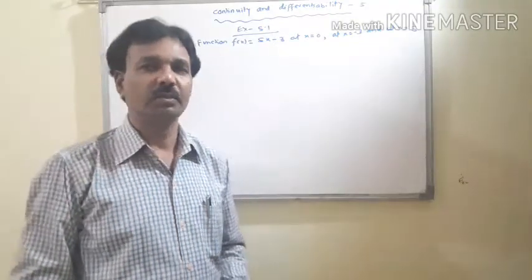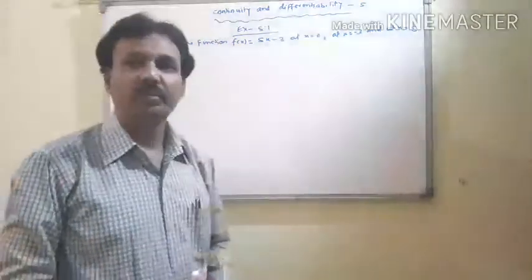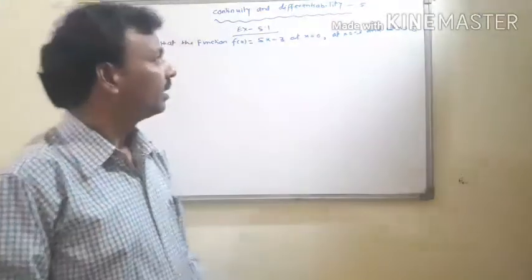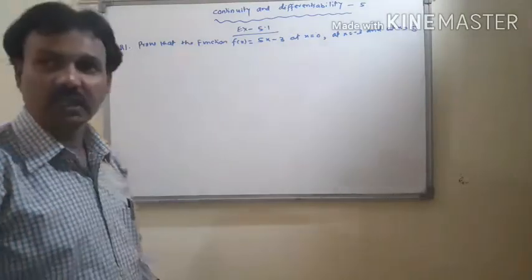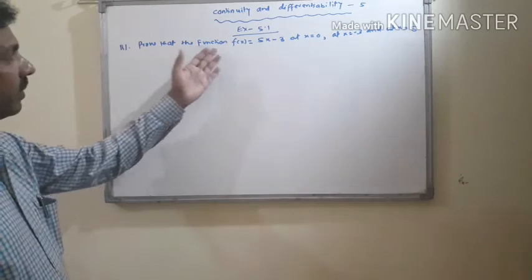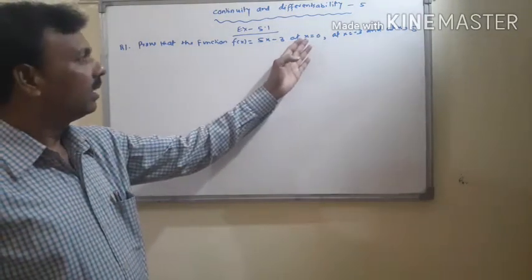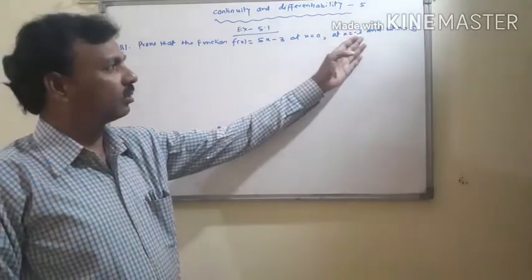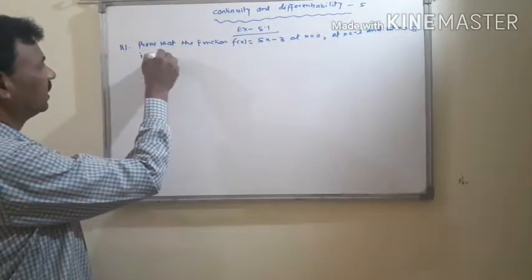Hello students, in this video we will solve exercise 5.1 of the class 12th maths NCERT. Now we will take the first question of exercise 5.1. Our problem is: prove that the function f of x equal to 5x minus 3 at x equal to 0, at x equal to minus 3 and x equal to 5 is continuous.